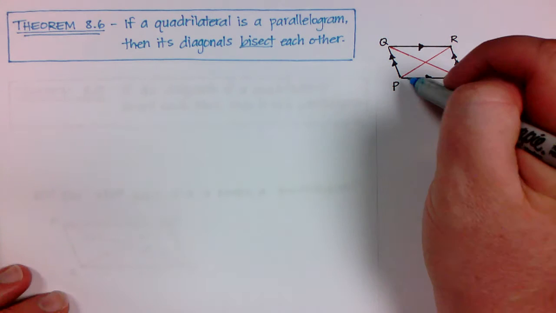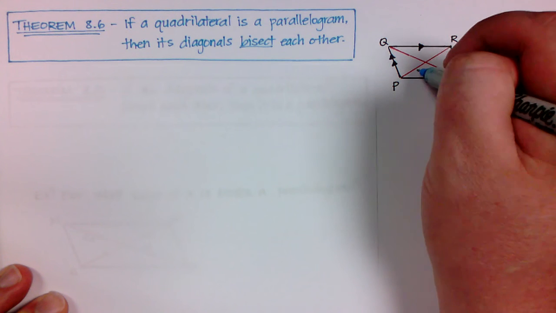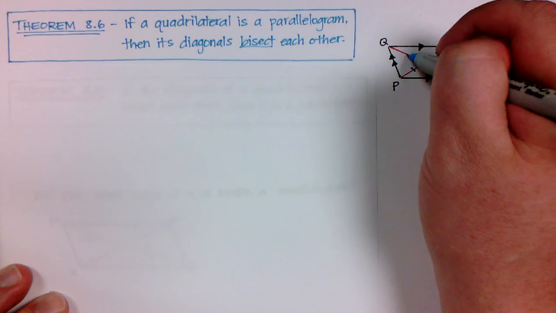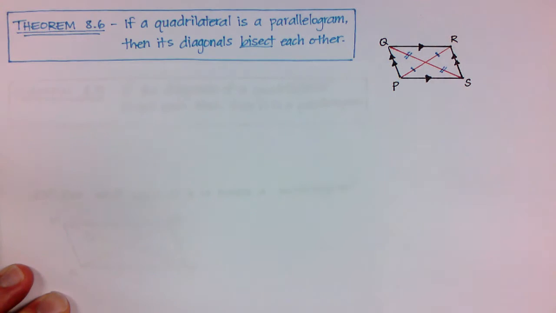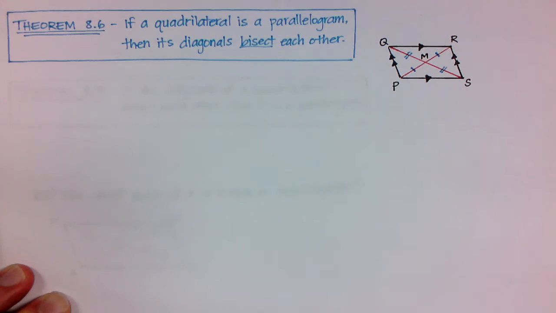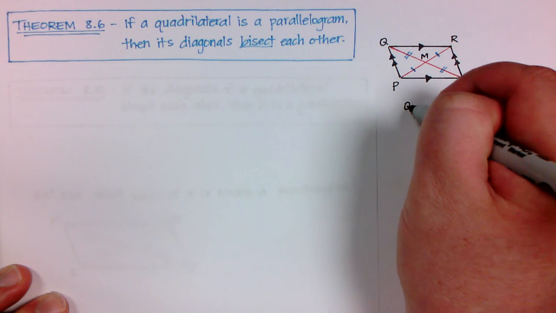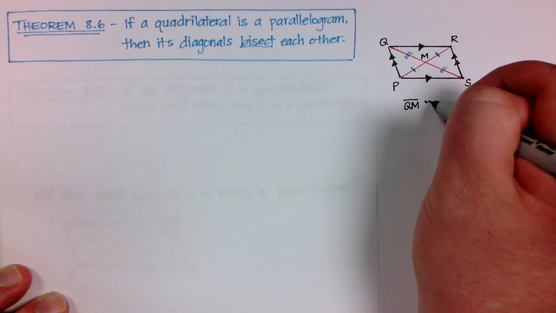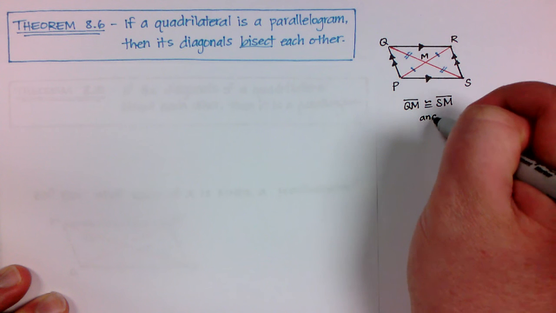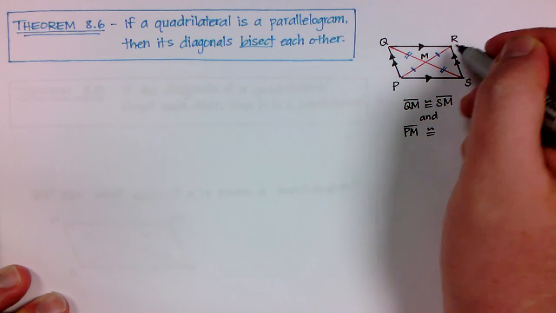So that means that PR and QS, if they're bisecting each other, that means that this segment right here is exactly the same as that segment, and same here. So how about I go ahead and add one more letter where they meet. I'm going to call that M. Okay? So really what we're told is that QM is congruent to SM, and also PM is congruent to RM.